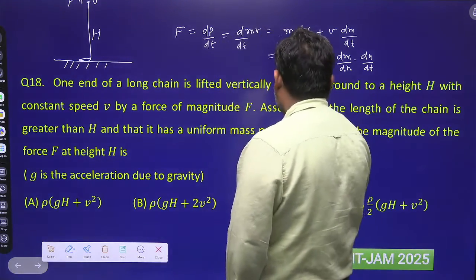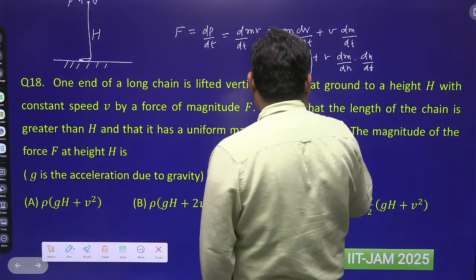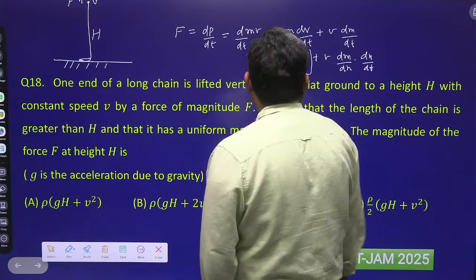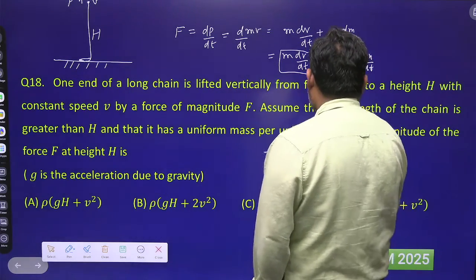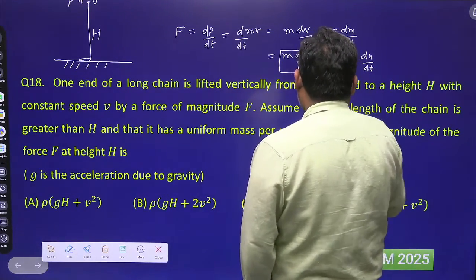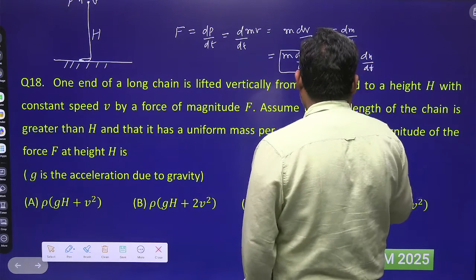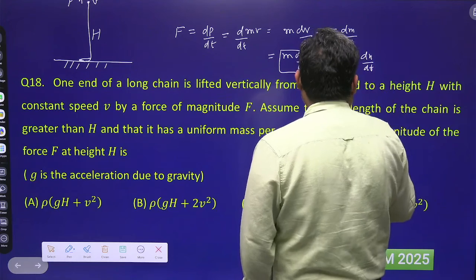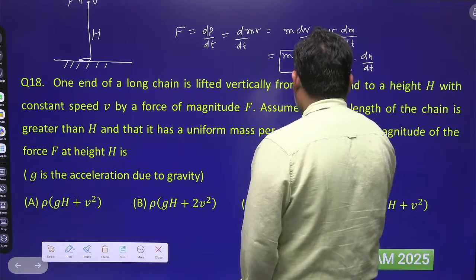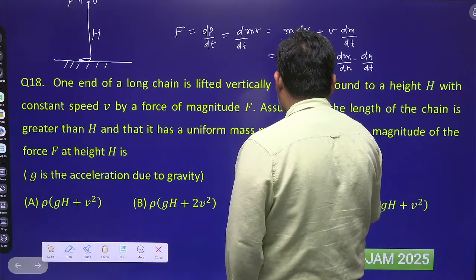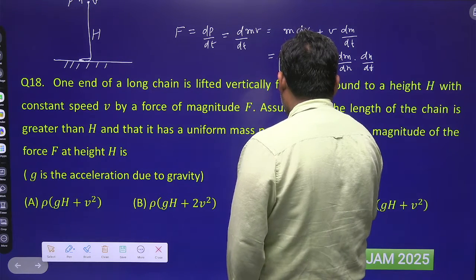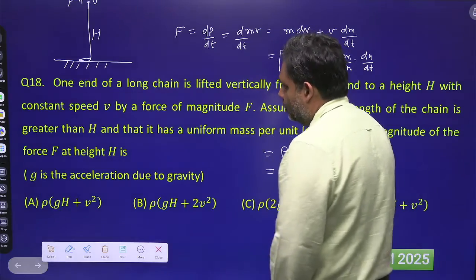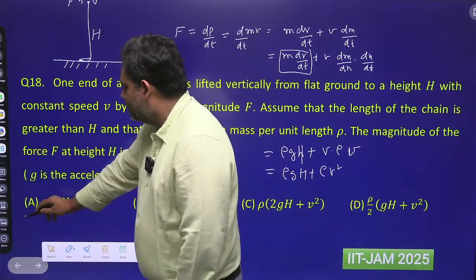So this value is equal to, obviously we can write in the form of density, rho g h, because this is linear density. And here dm upon dx is rho, so we have v times rho. And what is dx upon dt? It is nothing but v. So what will be the answer? This is your capital H. So this value is rho g h plus rho v square. So yes, the answer is A, the correct option.